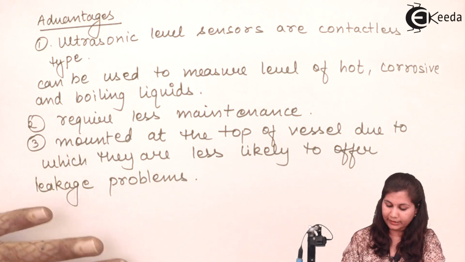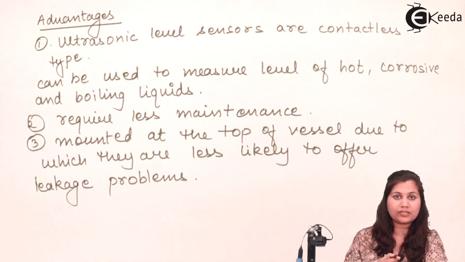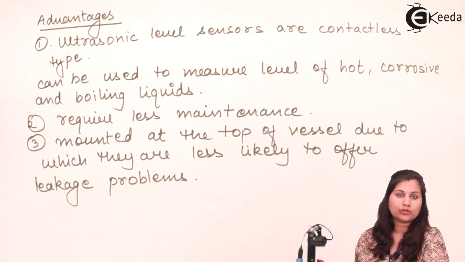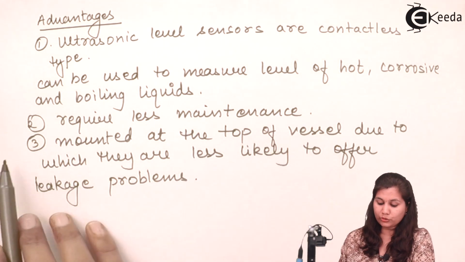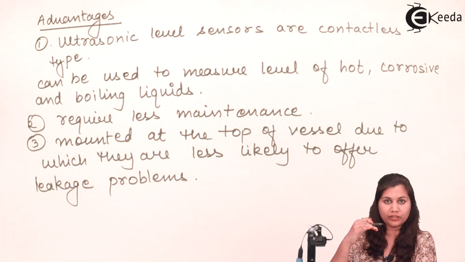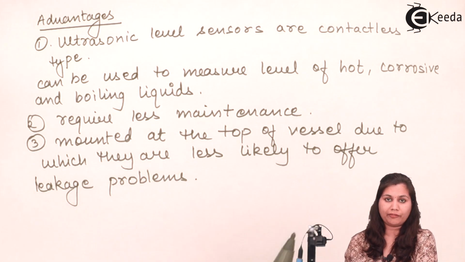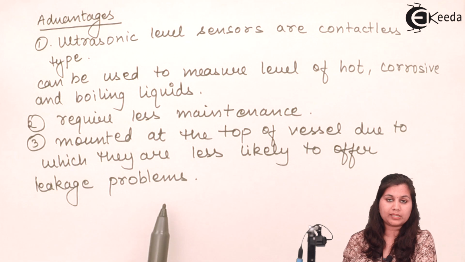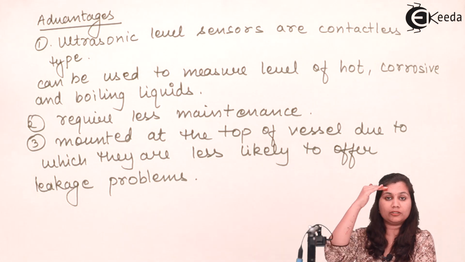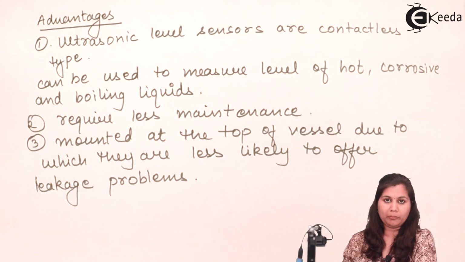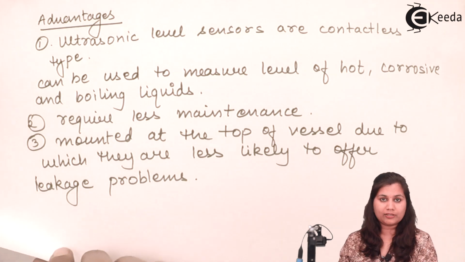Also, these ultrasonic level sensors consist of fixed components, no moving parts, so no friction problem is there, and they require less maintenance. Also, these sensors are mounted at the top of the vessels, due to which they are less affected by leakage problems. In other sensors which are dipped into the liquid or in contact with the liquid, leakage problems can occur, but in ultrasonic, because the sensor is mounted at the top of the vessel, no leakage problems are there. So these are the advantages of the ultrasonic level sensors.